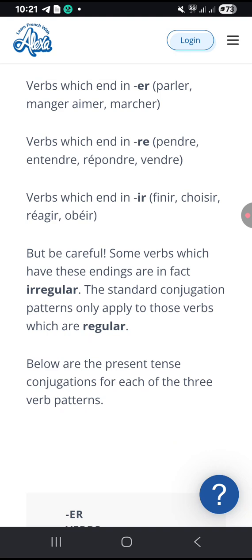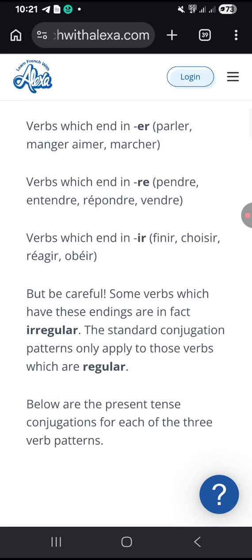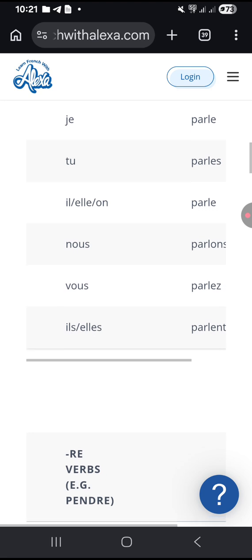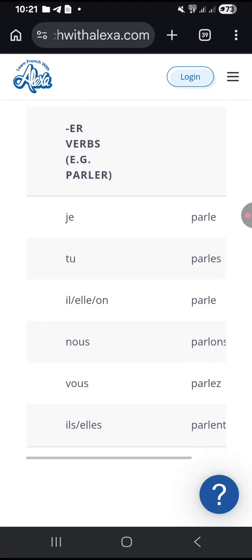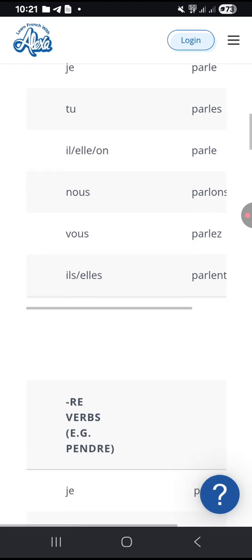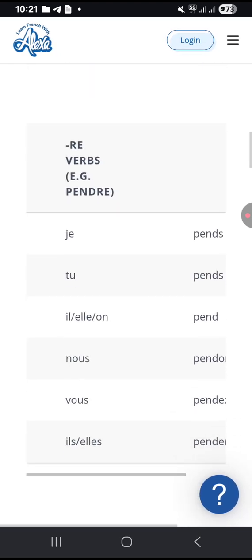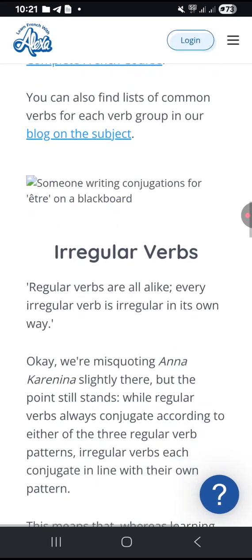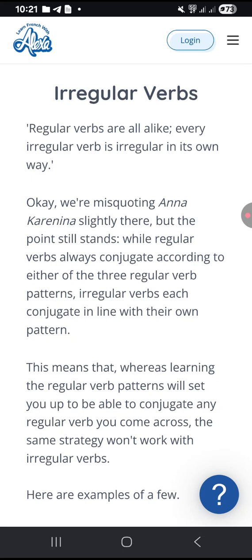But be careful, some verbs which have these endings are in fact irregular. So even among irregular verbs you will find er, re, and ir verbs. The standard conjugation patterns only apply to those verbs which are regular. Now we'll see which are regular verbs. Er, ir, and re: parler is to speak, prendre is to take, finir is to finish. These are the regular verbs.